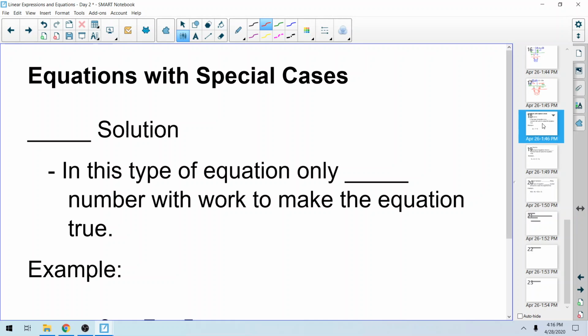Okay, everybody, last but not least, we have equations with special cases. When I say special cases, I mean typically what we've been solving so far, all of our equations have had one solution. Well, that's not always the case. So our first special case is in fact one solution, and that's what we've been solving. X is 5, x is 7, x is 10, x is something. So in this type of equation, only one number will work to make the equation true.